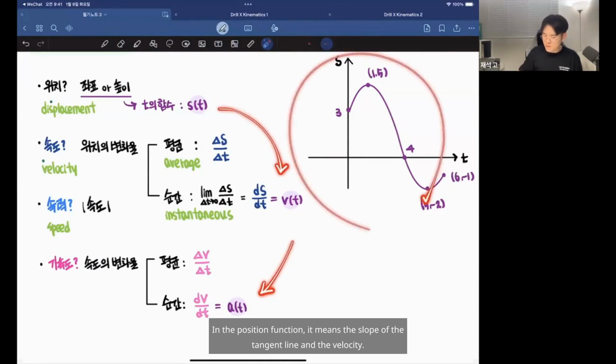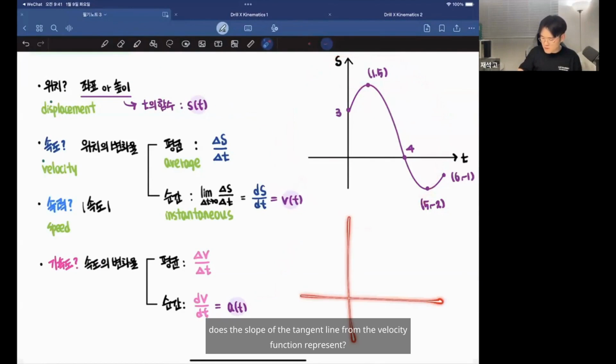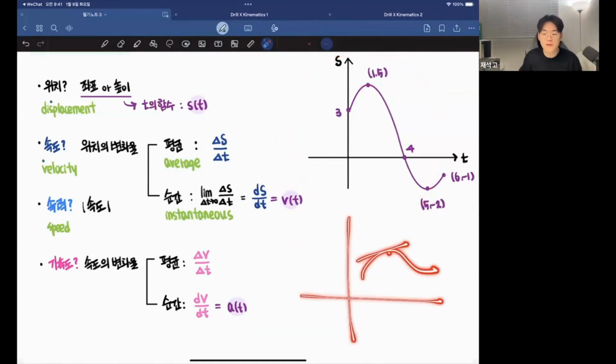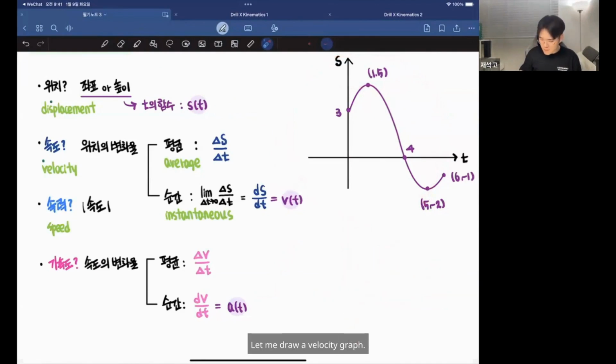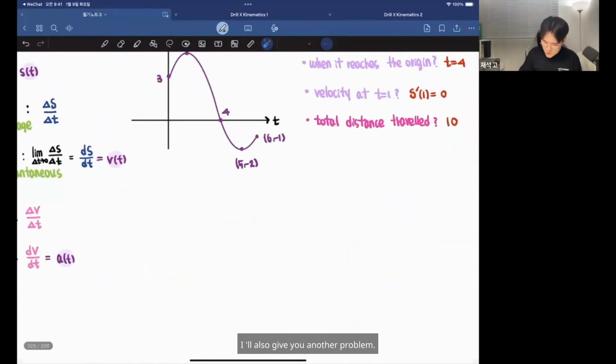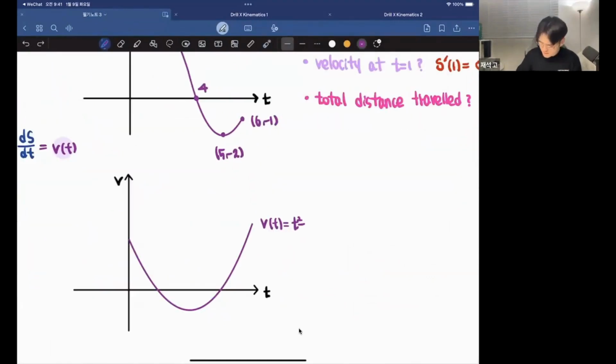In the position function, the slope of the tangent line means the velocity. Why? Since the derivative of position is the velocity function, then when I give you the velocity function, what does the slope of the tangent line from the velocity function represent? It would represent acceleration, right? Are you okay? Let me draw a velocity graph. I'll also give you another problem.